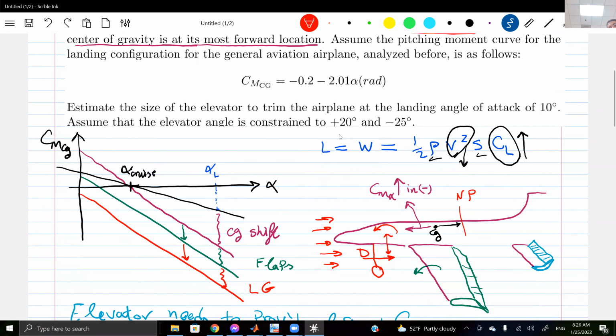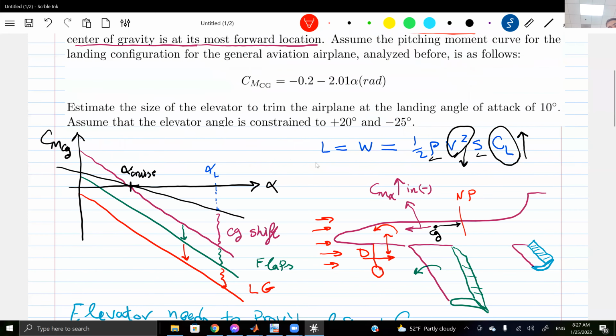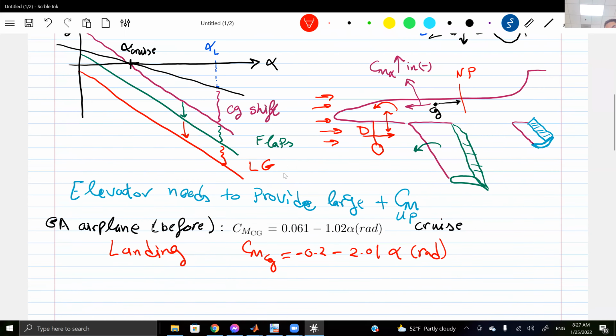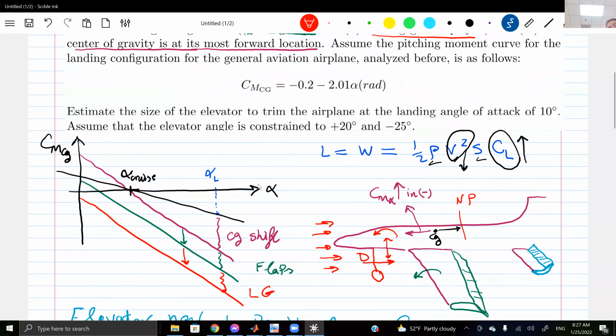So negative 0.2, negative 2.01. So for landing, for all these factors, the CMCG is negative 0.2, negative 2.01 alpha, with alpha in radians, right? Yes. So you can see that the CM0 has almost tripled due to all these factors. And the slope, the CM alpha, was negative one, now it becomes negative two. It's doubled due to the CG traveling most forward. All right, so it's clear what happened to the CM alpha characteristics. It becomes more stable, right? But it's now very hard to balance at a high angle of attack during landing.